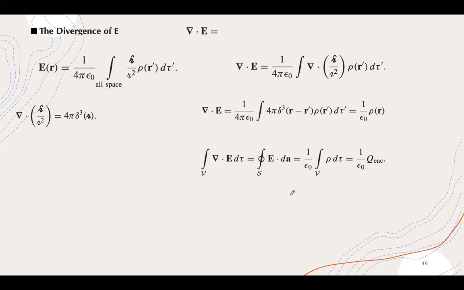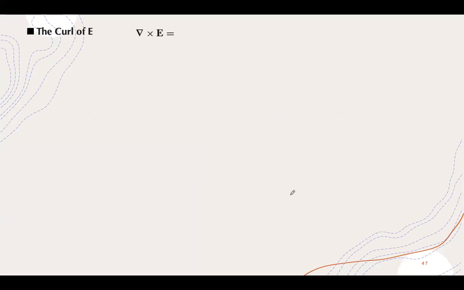Similarly, if I go to the curl, del cross E, what do you assume? What do you want to get? Should it have some value or something? Are you there? Yes, sir, I'm there. Okay.